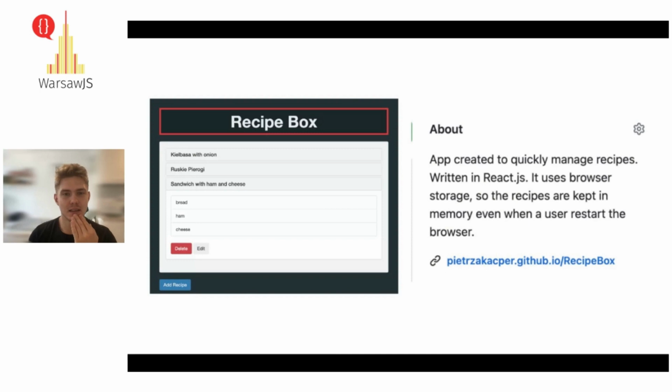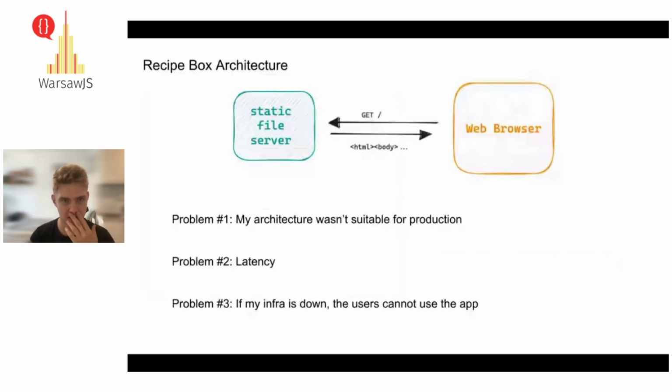And in ways, this application was actually better than what I did this time. It was just a front end app. This is exactly how the architecture looked. It only had a static file server, which would just host HTML, CSS, and JavaScript. Then it would have a single network request for that, and anything else would happen in the web browser locally for the user with no latency.